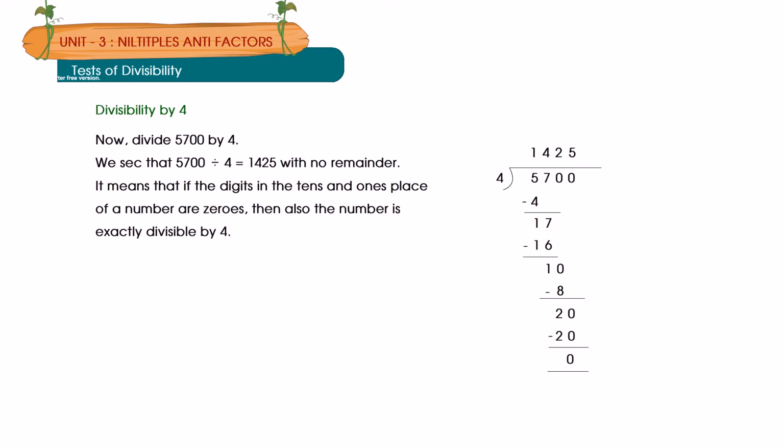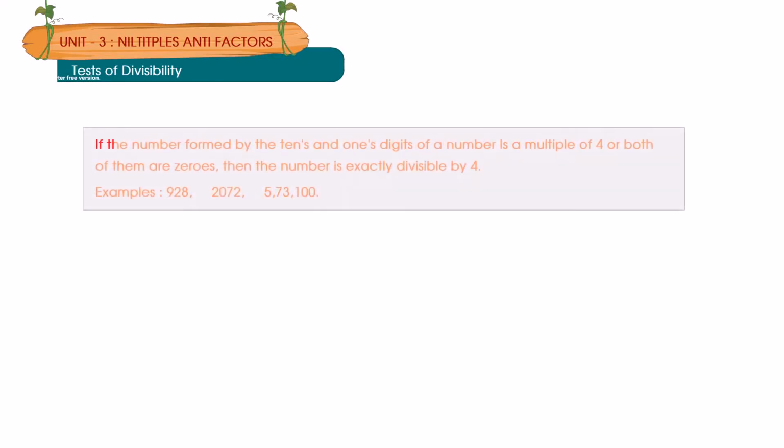This suggests a rule to check the divisibility of a number by 4. It is: if the number formed by the tens and ones digits of a number is a multiple of 4 or both of them are zeros, then the number is exactly divisible by 4.